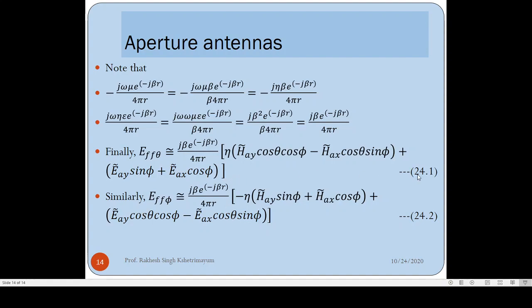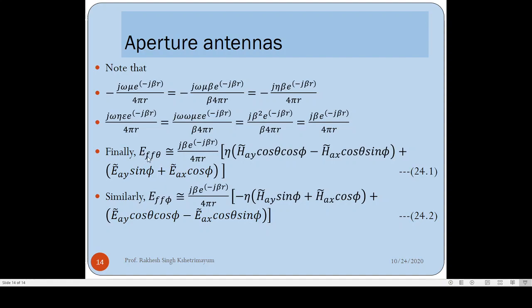So we'll call these equations 24.1 and 24.2. We'll be using these two equations for finding the fields in the far field of an aperture antenna. We'll consider different types of aperture antennas and try to find the fields in the far field of the aperture antennas. For that, we need to know these two equations.